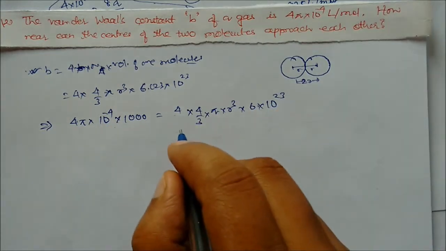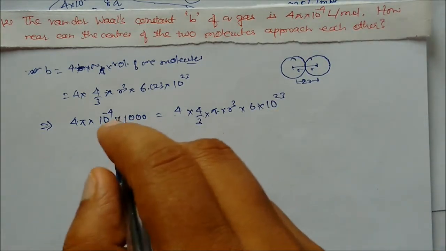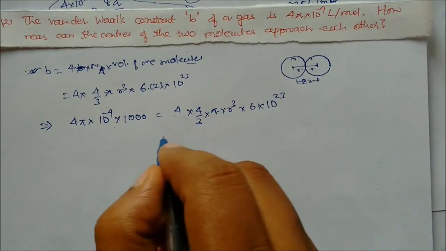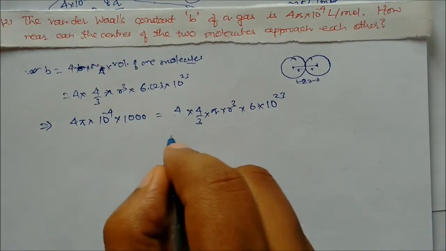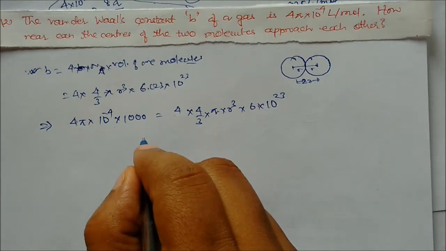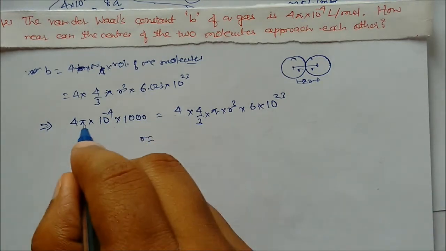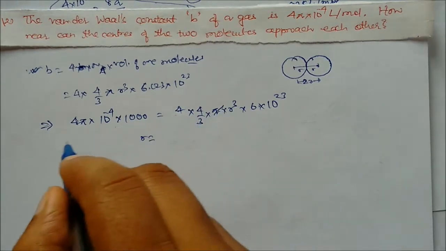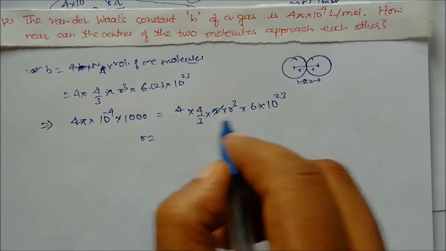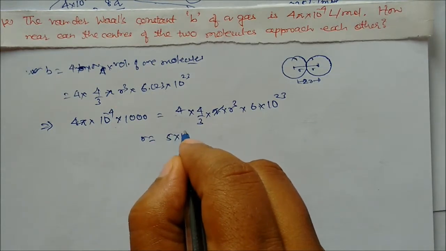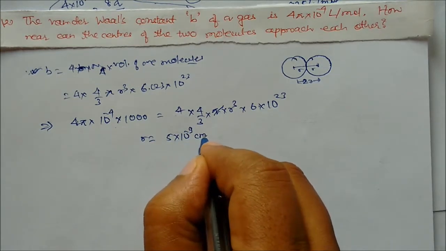So on solving this, we'll get here how much. This is your value, solving r becomes 4 pi. If you cancel this one, this is also 1. So on getting here, the value is 5 into 10 to the power minus 9 centimeter.